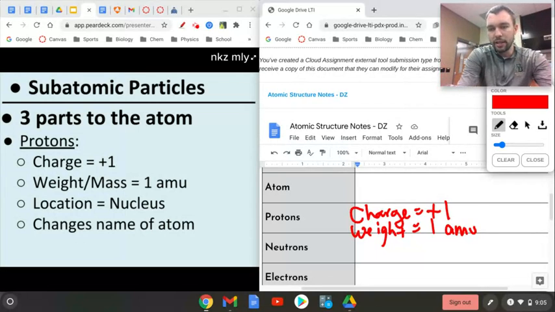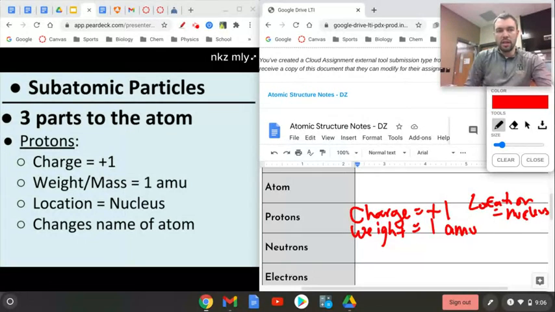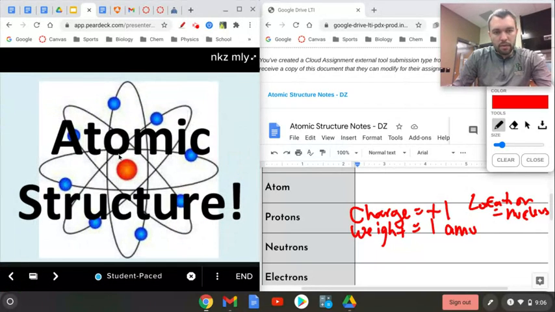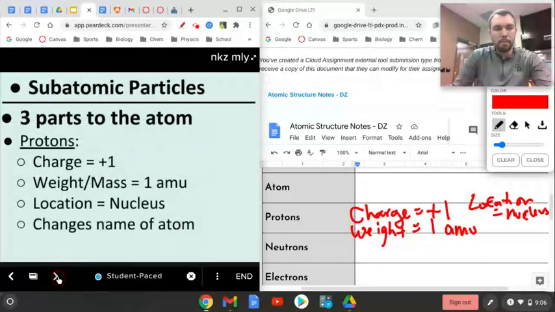The location, where would we find it in an atom? The location is in the nucleus, and the nucleus is the center of the atom. If I go back here, right here, you've probably seen that picture in the background here for an atom. This thing right in the center, that is the nucleus, and that's where we're going to find our protons.